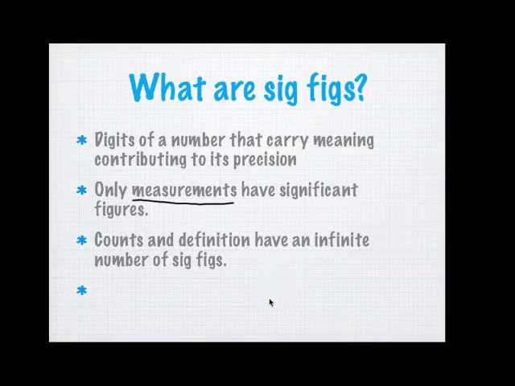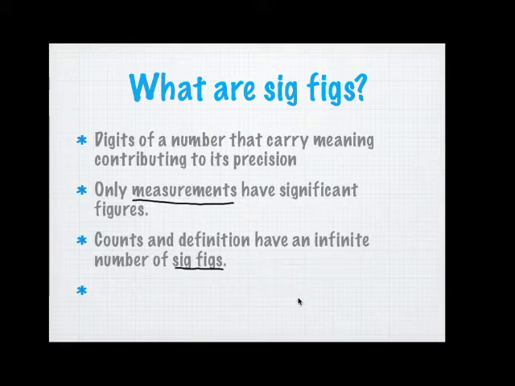Counts and definitions have an infinite number of significant figures, so we really don't talk about how many sig figs. What does that mean? A count is like saying there's 25 people in the room, like an exact number. Anything that's exact. And then a definition. We don't worry about this thing called sig figs, which we'll define here in a minute.